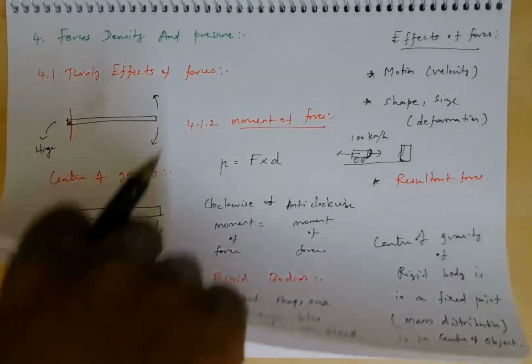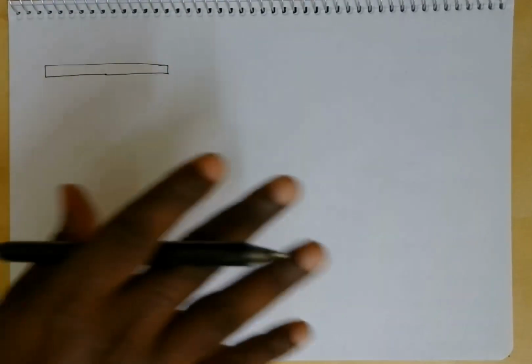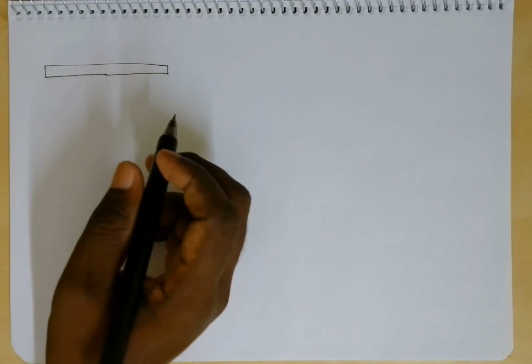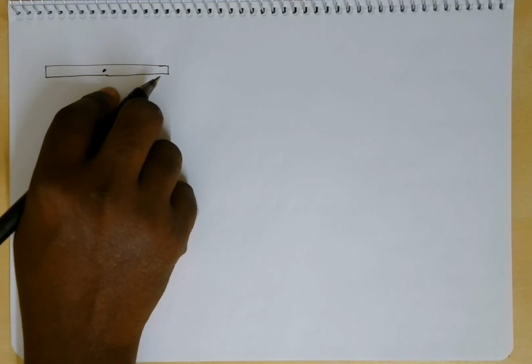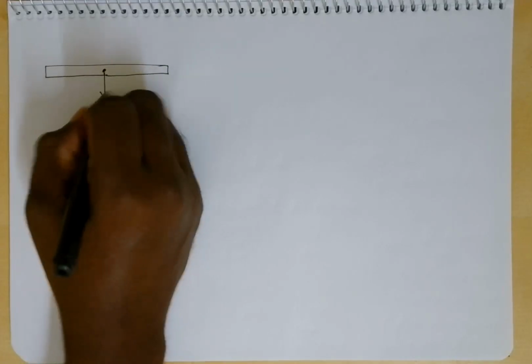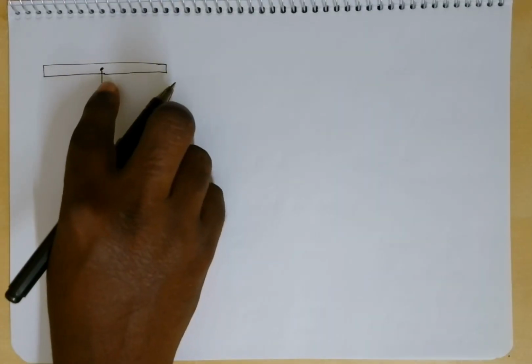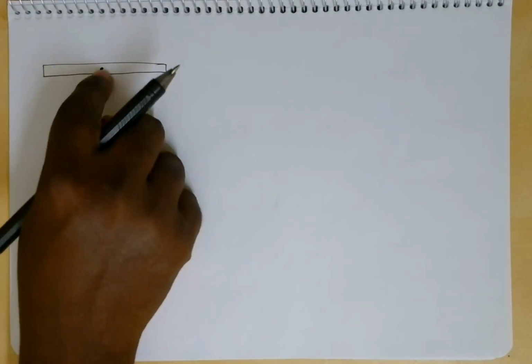Okay, so now the second part, turning effect of forces. Now we'll take one rigid rod. The rod is filled with the same material, so the center of gravity will be in the center. Toward which direction will it work? Down. So the weight of the object acts at this place.